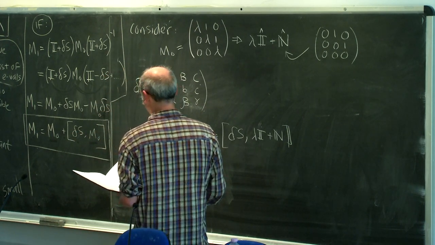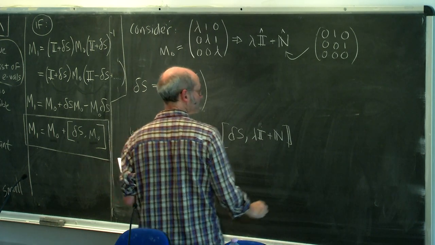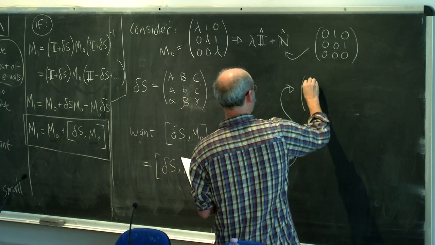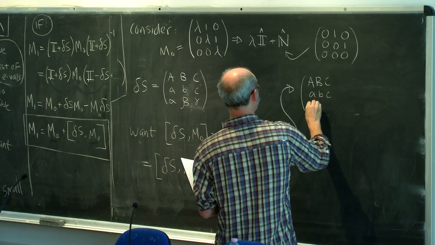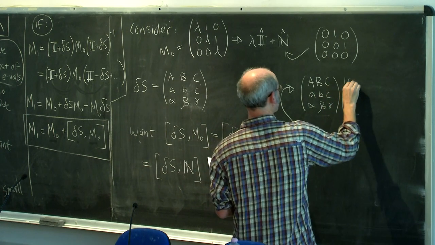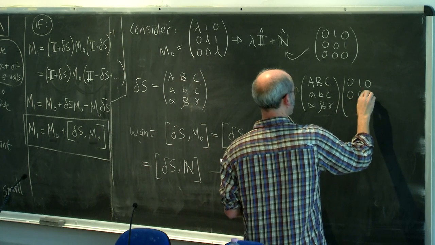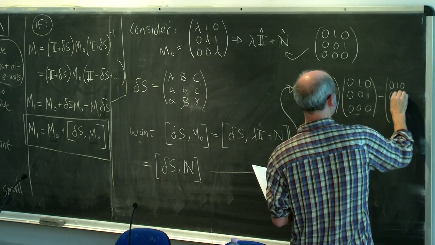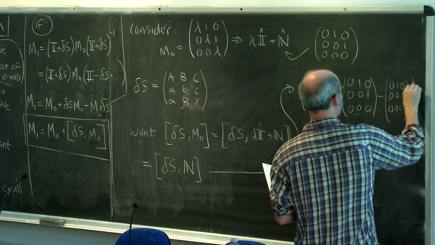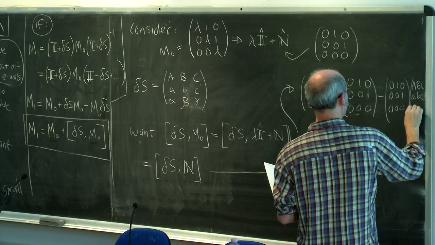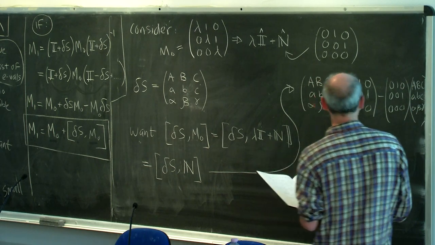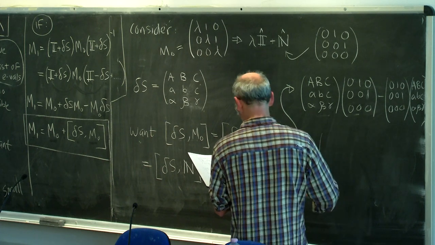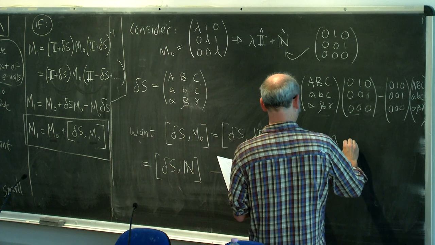All I can really do is just to write it out. So what I want to calculate now is big A, B, C, little a, b, c, alpha, beta, gamma times 0, 1, 0, 0, 0, 1, 0, 0, 0, minus 0, 1, 0, 0, 0, 1, 0, 0, 0 times that same matrix. You just do a bit of multiplying, and at the end of the day, of course, that's still a 3 by 3 matrix, and it looks like the following.